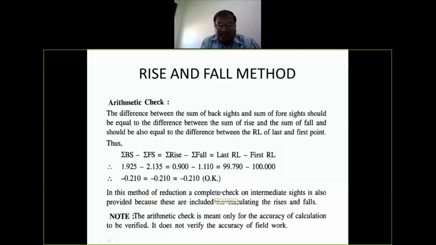In this method of reduction, a complete check on intermediate sights is also provided. You can see the intermediate sight check is also provided, because they are included for calculating the rises and falls also. And the arithmetic check is meant only for the accuracy of calculation to be verified. It does not verify the accuracy of the field work.